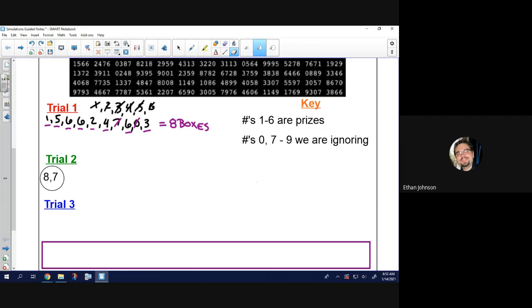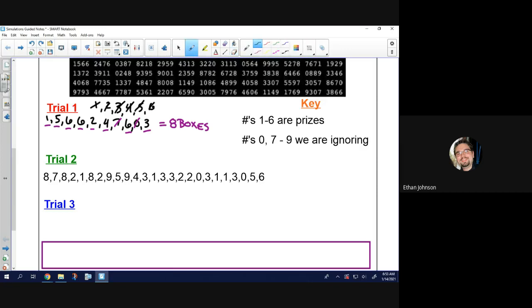We have a 7, 8, 2, 1, 8, 2. I keep on going. I know in this long strand, you'll have it. So this is just a section of the numbers up above. So I'll make my list again: 1, 2, 3, 4, 5, 6.